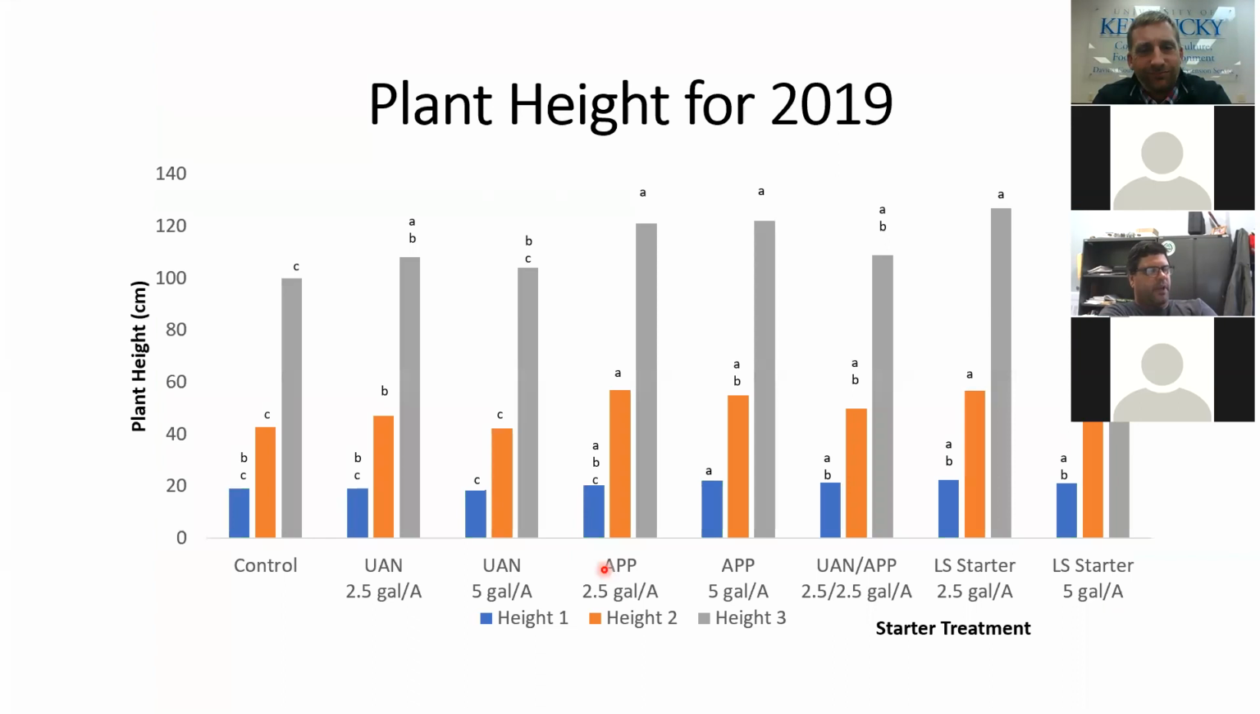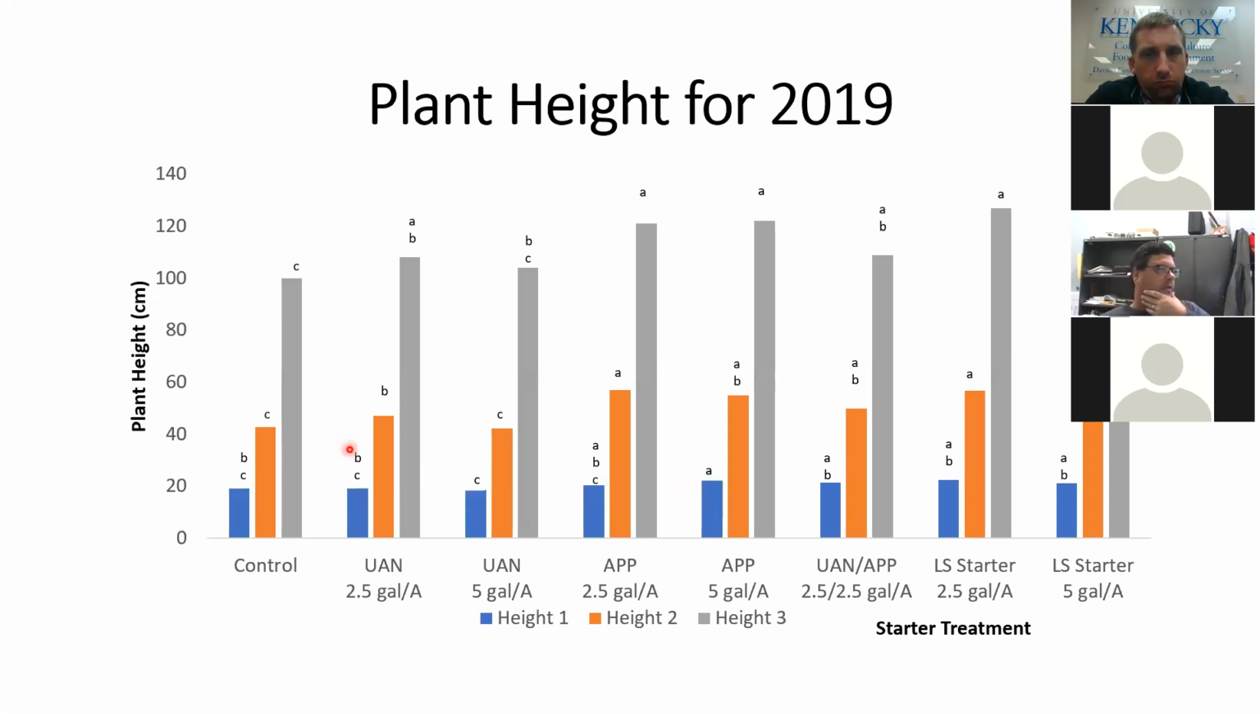Just going to show you some data now. We're getting into that. Our blue line was our first plant height measurement. Our second was the orange, and then we measured it the 3rd time, and that's the gray bars. So if you have different letters, that means they're different. Really, we didn't have any great significant differences in the plant heights the first date, except for this ammonium polyphosphate was taller than the control and the UAN at both rates.